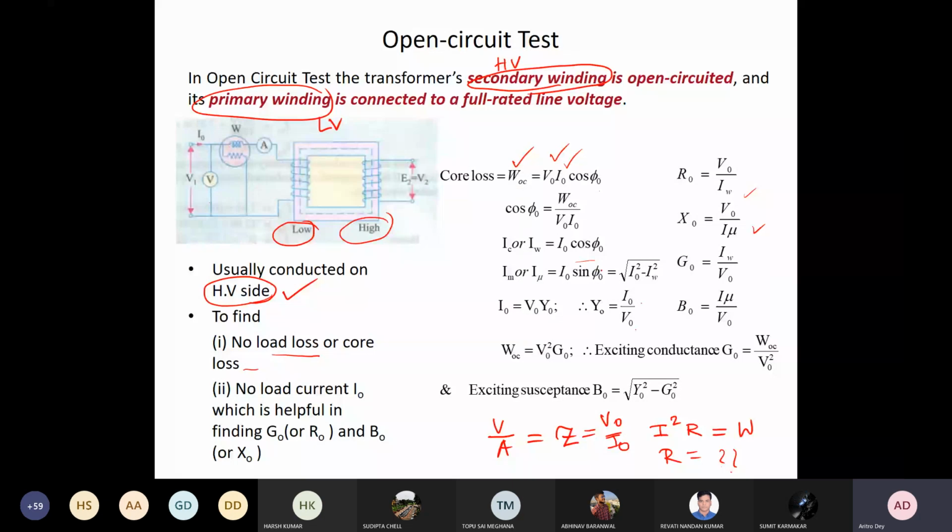If you know sin theta, Im equals I0 sin phi, it is written anyway. So if you know IC and Im, then your R0 will be what? It is V0 by IC, like the way we get it here. And V0 by Im will give you your X0. And if you want to find out the conductance and susceptance, then you can do it just the other way around, inverse of this.